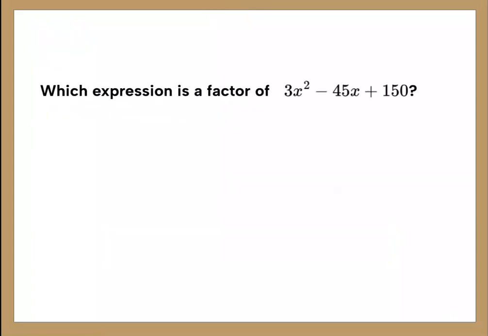Here's the problem that we've been given and the answer choices that we have to select from. At this point right now, I am completely unsure of which of these factors is an expression that would be part of these answer choices for 3x squared minus 45x plus 150. Let's take a deeper look, okay?